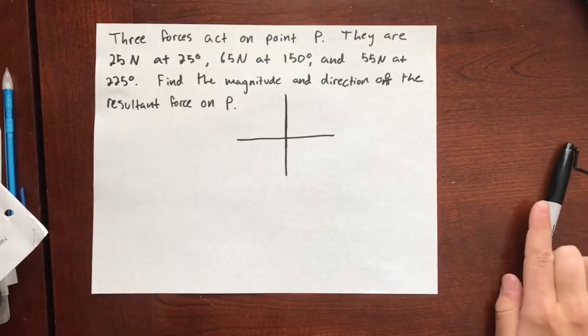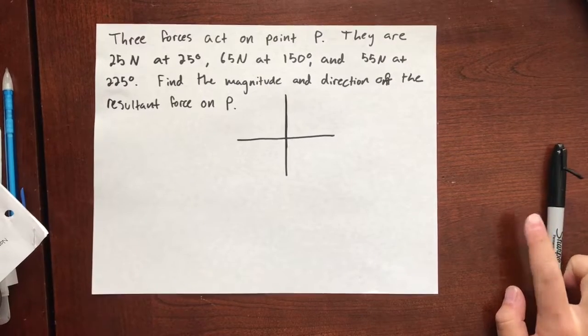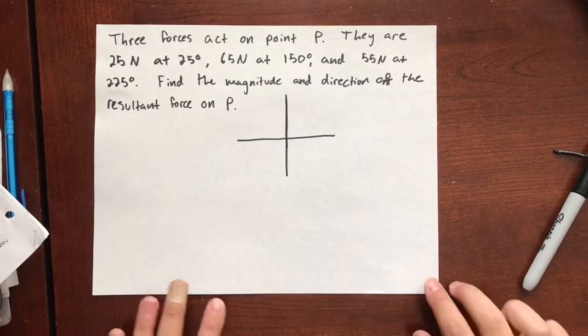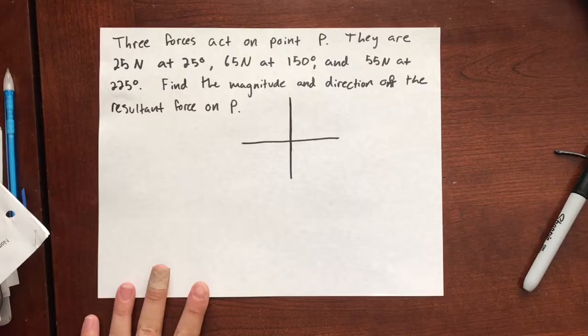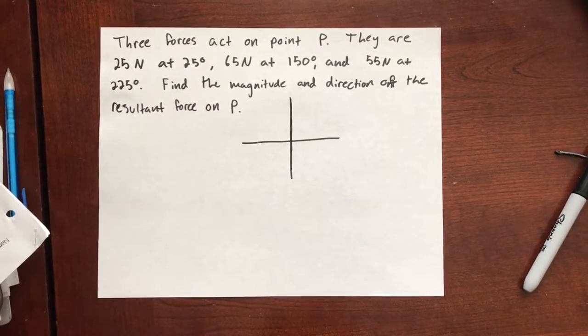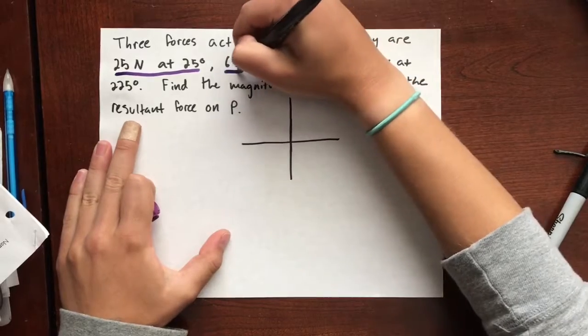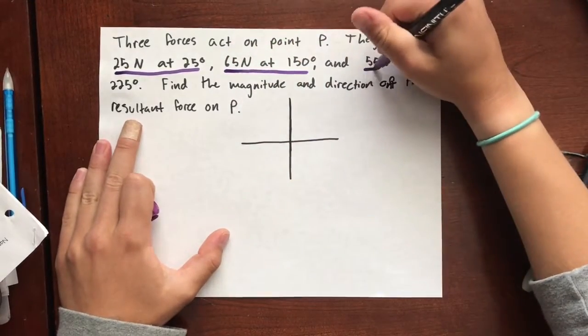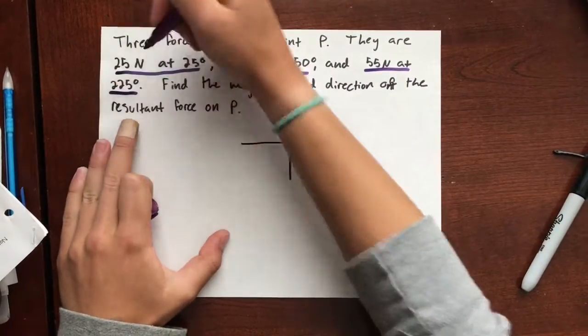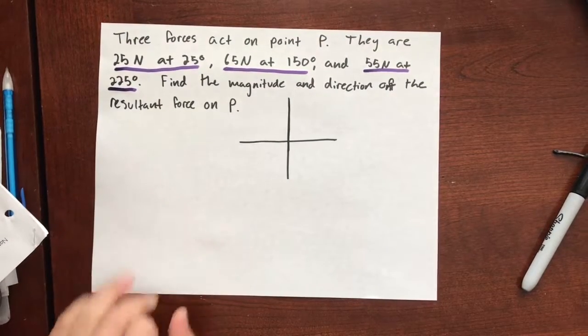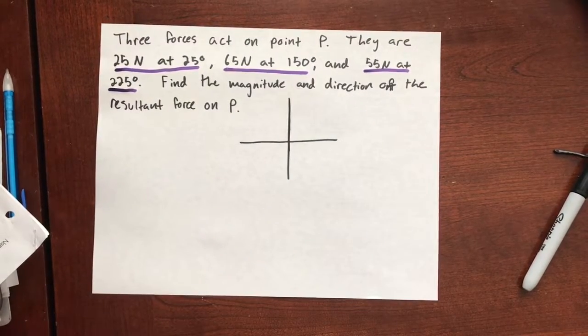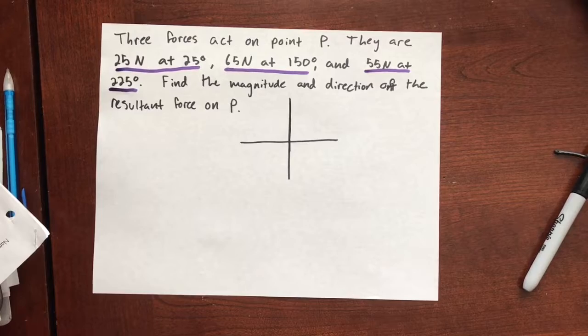Okay, so here we have a more difficult word problem for vectors. It says 3 forces act on point P. They are 25 newtons at 25 degrees, 65 newtons at 150, and 55 newtons at 225 degrees. Find the magnitude and direction of the resultant force on P. So the first thing we need to do in this equation is draw a picture. And sometimes this is the hardest part.